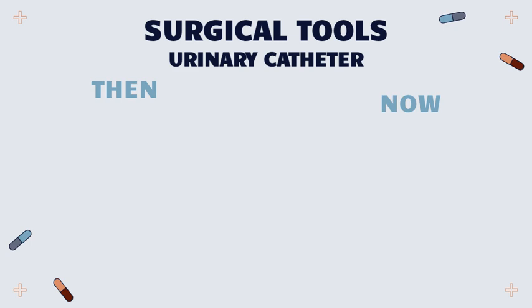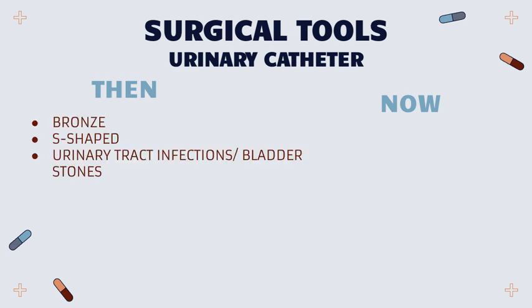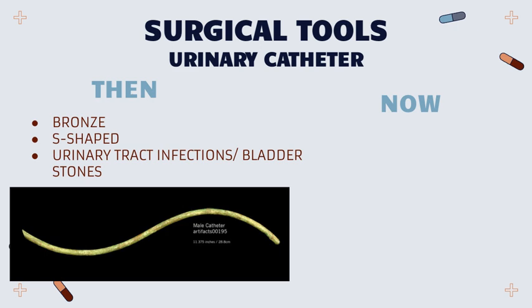Lastly, the urinary catheter. In ancient Rome, these devices were employed to address various urological issues, including urinary retention, bladder stones, and urinary tract infection. Roman catheters were commonly crafted from bronze and featured distinctive S-shaped designs. Now urinary catheters are made of rubber and silicone and are used to help with urinary retention and bladder infections.